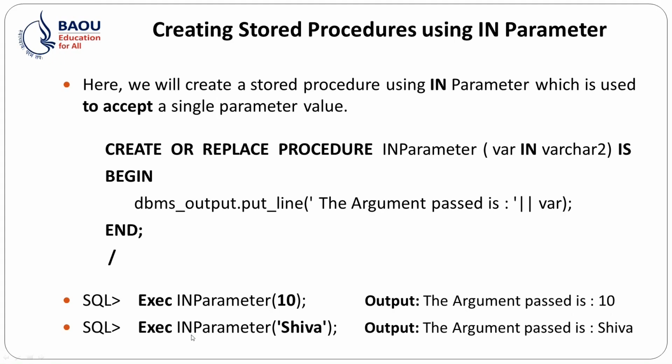Same as when we execute another time and pass the value Shiva. So it will pass into the variable, and this variable displays Shiva. So the argument passed is Shiva, right? So how to execute the IN parameter? Like this. This is the procedure, and to execute it, when we pass the value, it will pass into the variable, store this passed value and display it.